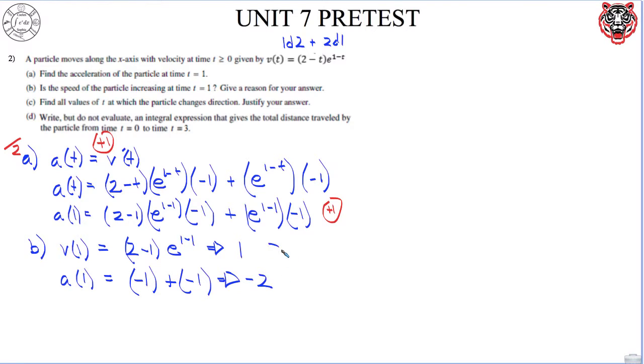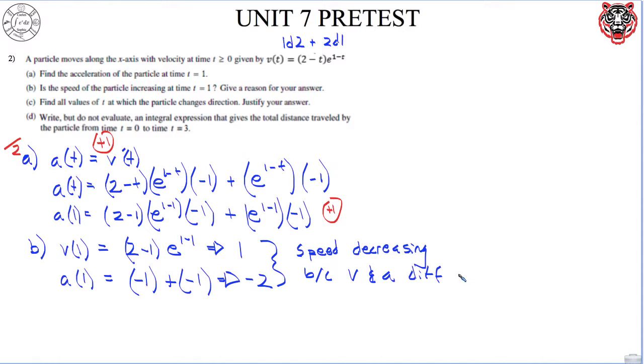All right, so from these two facts, I know it's increasing or decreasing. Decreasing. Yeah, so speed decreasing. And then you can't just say that, you have to say because v and a, velocity and acceleration, have different signs.